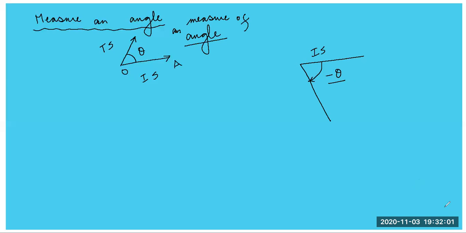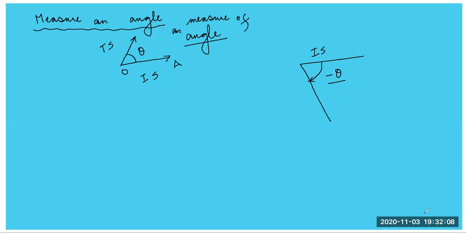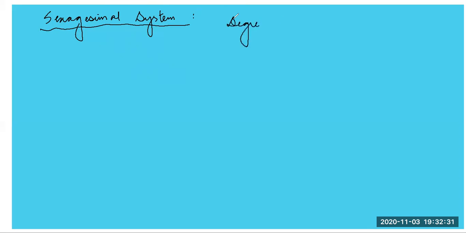All right, guys. So we have two systems, students, to measure the angle. What are the systems? So one is the sexagesimal system. What is great in this system, students? This is degree measure. It focuses on degree measure.